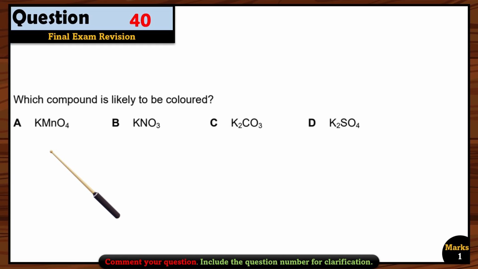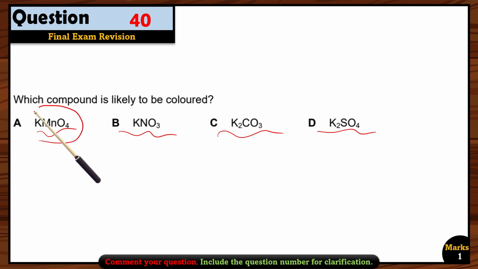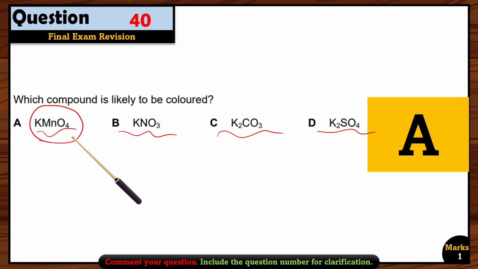Which compound is likely to be colored? This is simple. All these compounds have a metal and also a non-metal. But for sure, a compound that will be colorful is a transition element compound. If you see any compound that has a transition metal in it, then that compound will be for sure colorful. The other compounds can be colorful, but for surety you are only sure about the transition elements. This is the only compound that has a transition metal in it, that is manganese, Mn. So that's why option A is the right option, that it is likely to be colored.